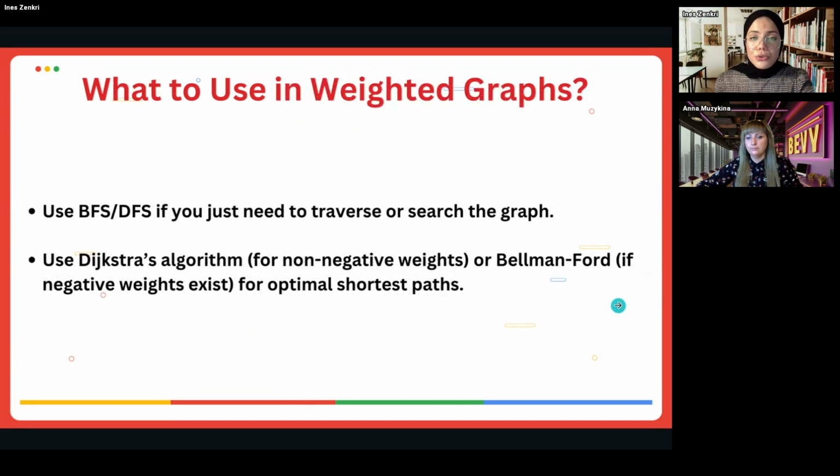So, what to use in weighted graphs? Well, you can use the BFS and DFS if you just need to traverse or search the graph or check its connectivity. Or if you want to seek the optimal shortest path, then you have to use the Dijkstra algorithm for non-negative weights, or the Bellman-Ford if the weights are negative, or some of them are negative actually.